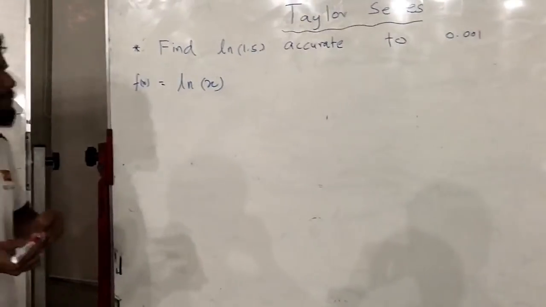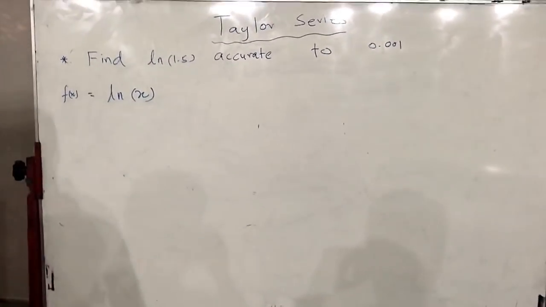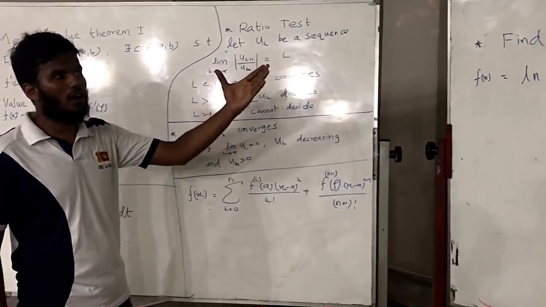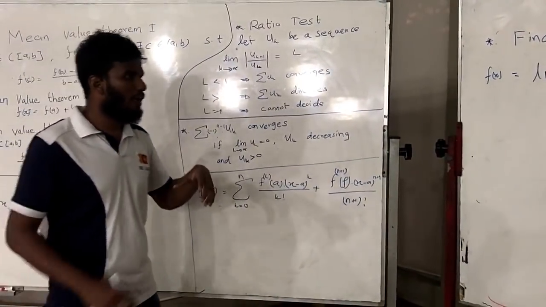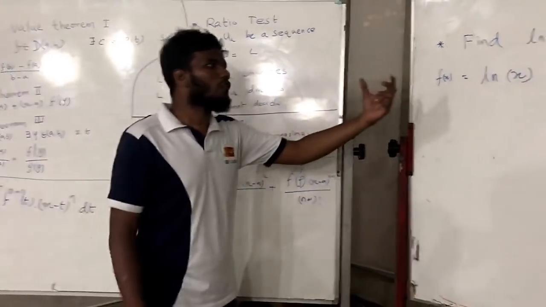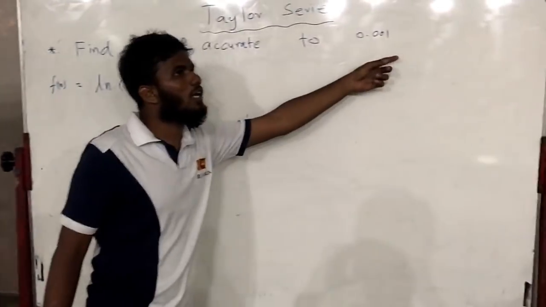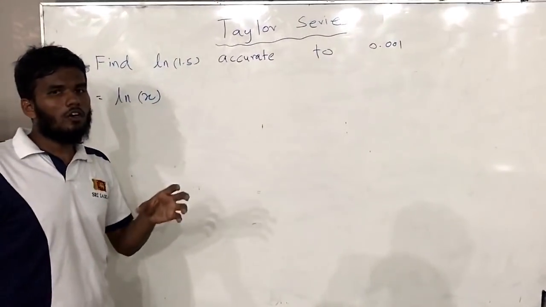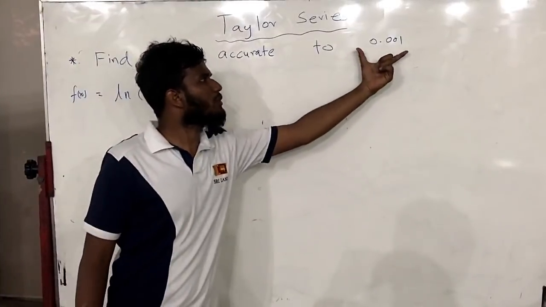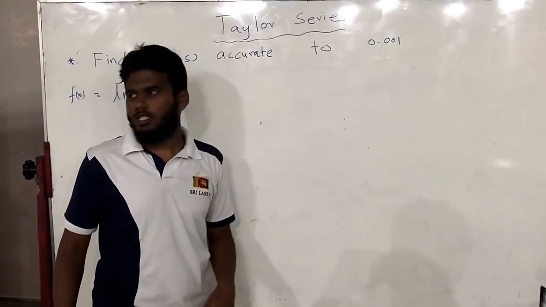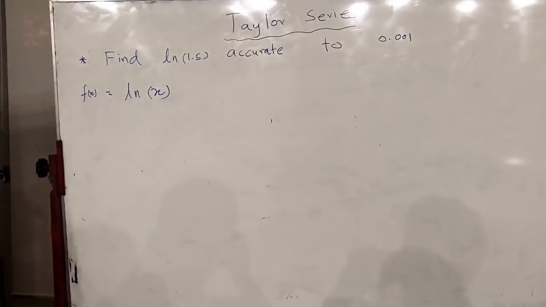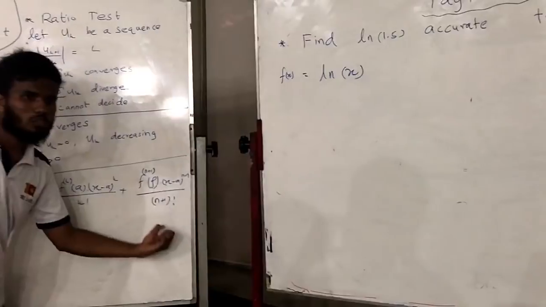But there's a problem. If we are using this Taylor series to find that answer, we will see some problem in this remainder part. We need to find it accurate to 0.001. The remainder, the error of the approximation, should be as small as possible, which should be less than 0.001.